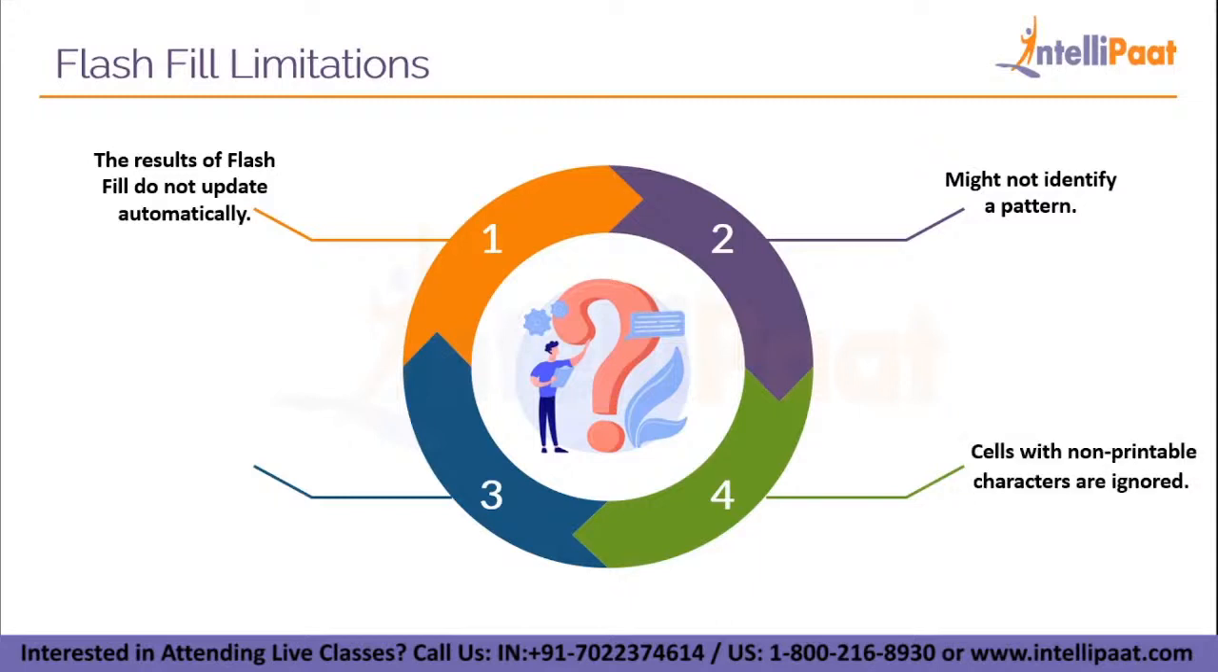Next, cells with non-printable characters are ignored. Flash fill will skip part of the auto-filled cells if they include spaces or other non-printable characters. Also, it might convert numbers to strings. Please be advised that while using flash fill to reformat integers, it may transform them into alphanumeric characters. If you want to maintain the numbers, use Excel's format capabilities, which only change the visual representation but not the underlying information. That's it for this video.